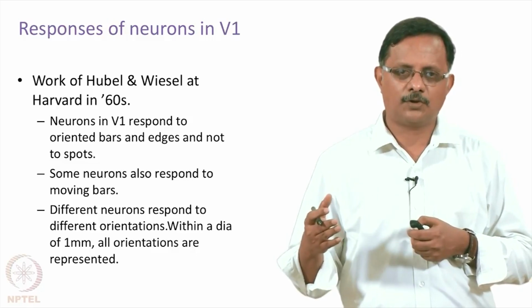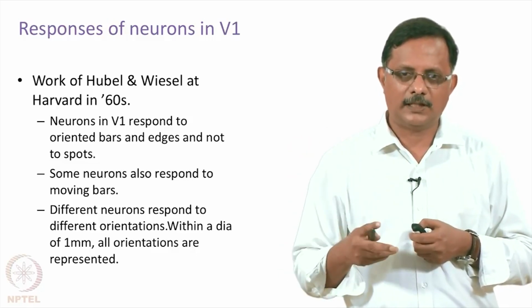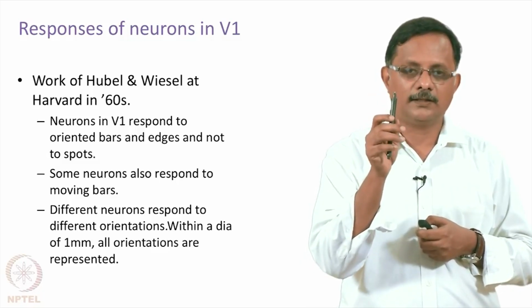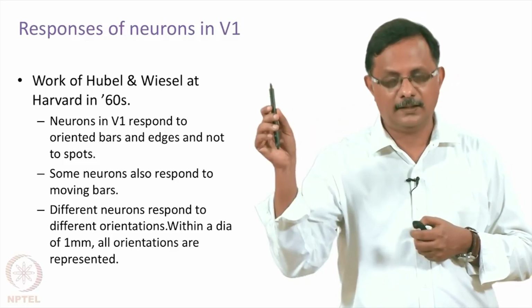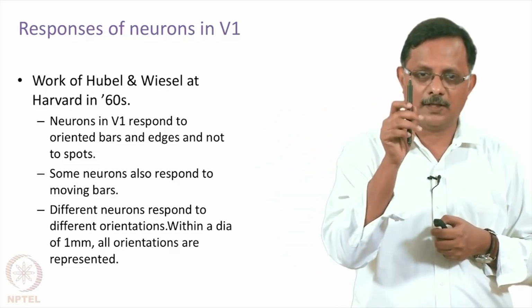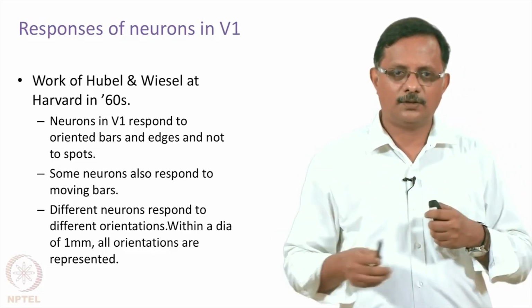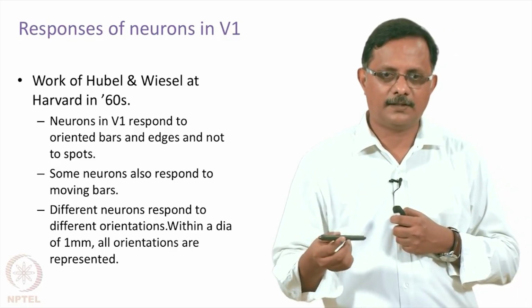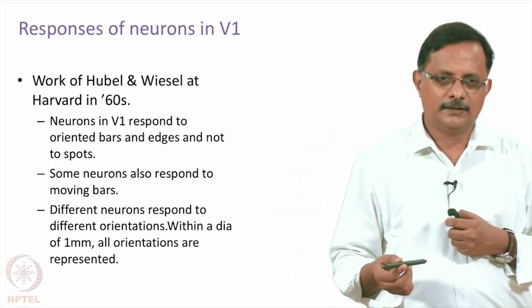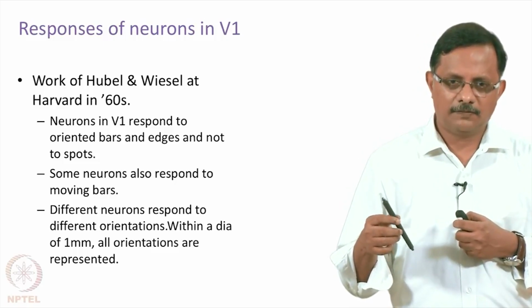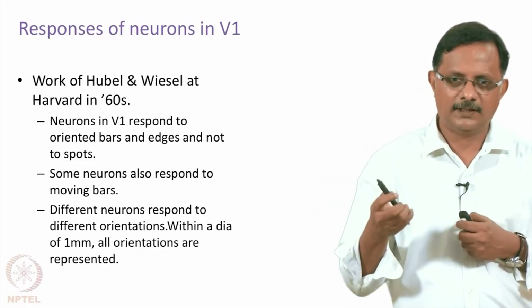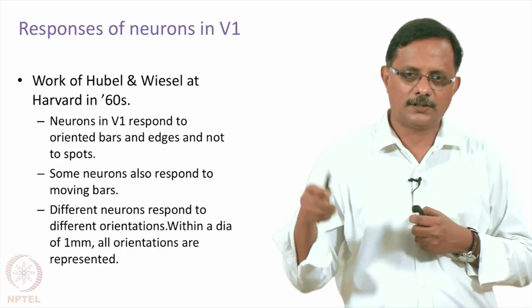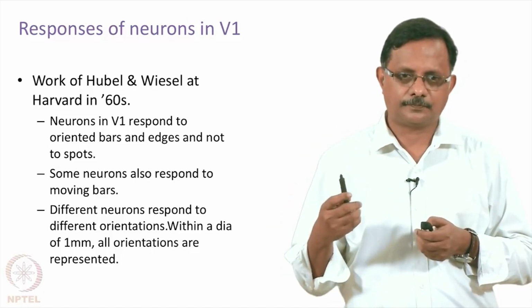And they also found some neurons responding to moving bars. For example, there might be a neuron which responds to a vertical bar when it is not moving, immobile, and there are neurons which respond to a vertical bar when it moves to the right, and similarly neurons which respond to a vertical bar when it moves to the left. So, there are neurons that respond to all sorts of linear stimuli and not to circular or symmetric stimuli like dots or discs. Different neurons respond to different kinds of orientations, and within a small cortical area of about 1 millimeter, they found neurons which respond to all sorts of orientations.